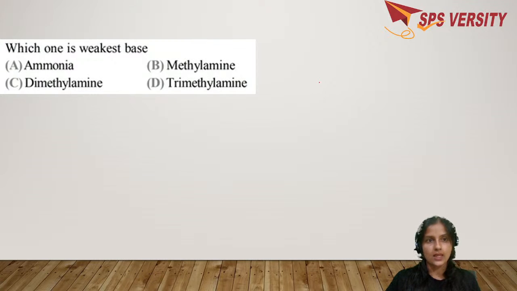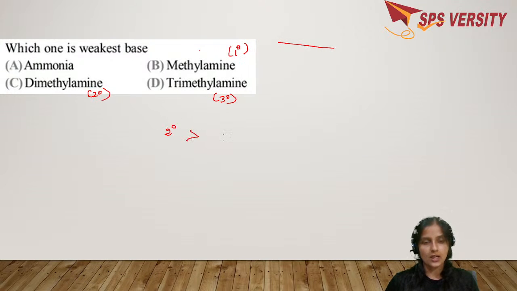Which one is the weakest base? How do you find it out? Ammonia, dimethylamine, trimethylamine. We know that dimethylamine is a secondary amine, trimethylamine is a tertiary amine, and this is a primary. This is just ammonia. So secondary amines are more basic than the primary, than the tertiary, and than the ammonia.